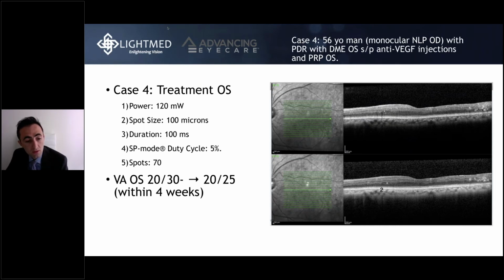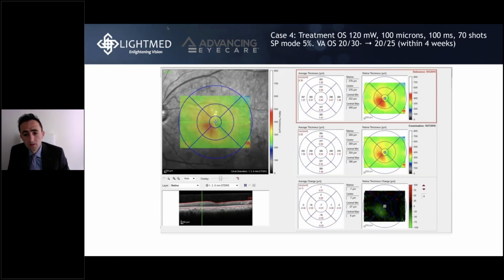And his vision actually improved in the left eye from 20/30 minus to 20/25 within 4 weeks. And there was an anatomic improvement on the OCT as well. And this is the map of his macular thickness on the OCT, where you can see a good amount of decrease in the central macular thickness and the temporal macular edema after 1 session of treatment with the laser.